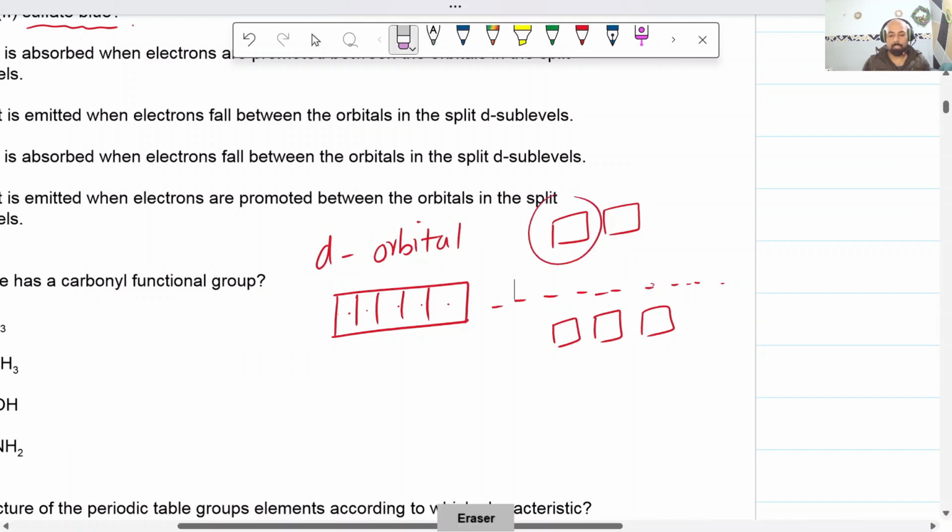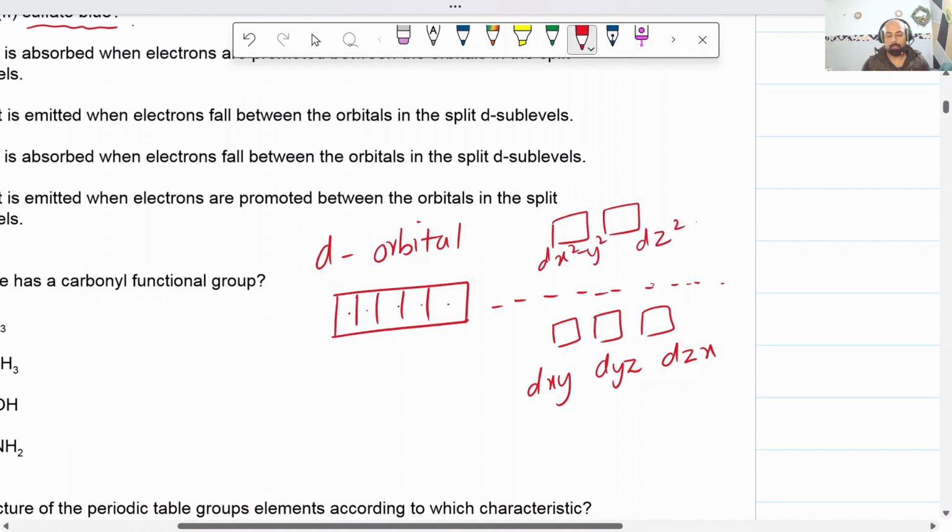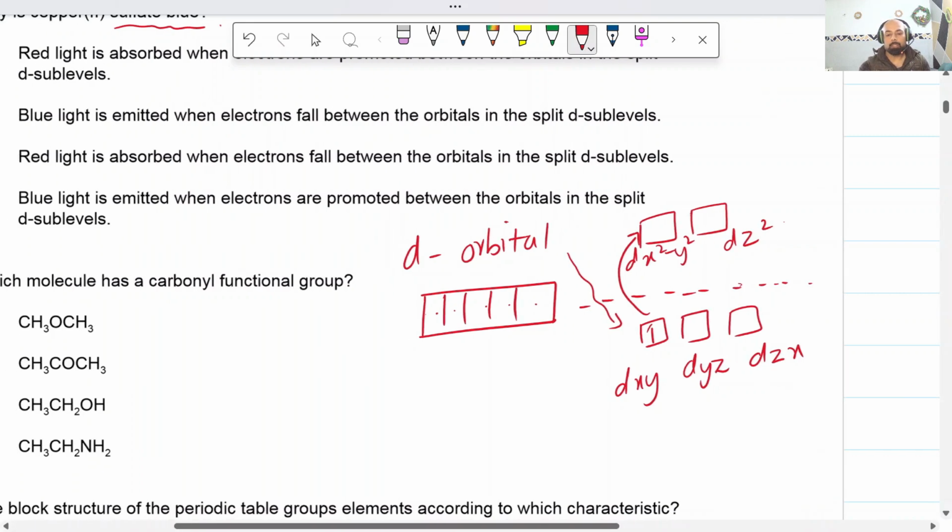If I could label the energy levels for you, this is dxy, dyz, and dzx. And these two orbitals of higher energy are dx square minus y square and dz square, right? Let's say electron is present over here in this ground state. It will absorb energy and it will shift to the higher energy state, right? Now, how does it give color to the compound?